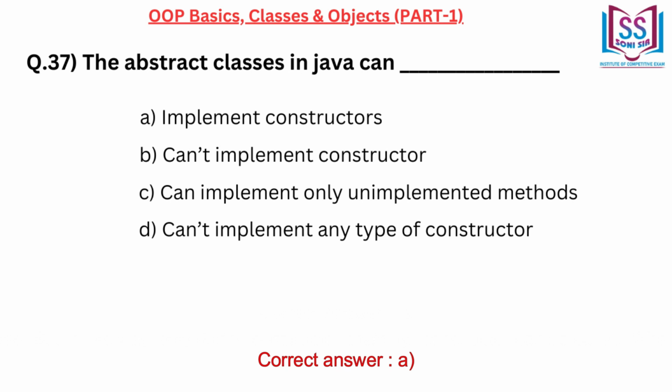Correct answer, A. The abstract classes in Java can define a constructor, even though an instance can't be created. But in this way, the constructor can be called only during constructor chaining. When an instance of a concrete implementation class is created, it's known as constructor chaining.